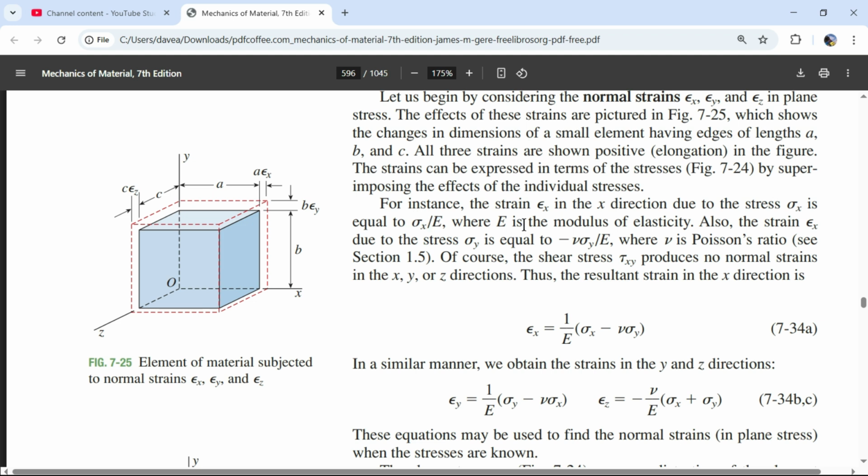Yeah, and so why is that? It says the strain in the x direction is due to the stress in the x direction. Because we said stress, 58,000 psi, is equal to 29 million times 0.002 strain. So stress is equal to E, the thing that relates stress and strain, times the strain.